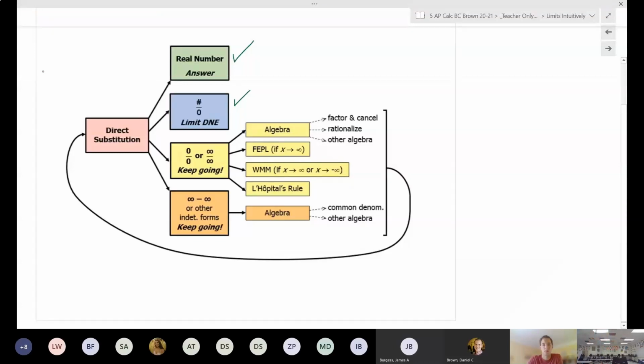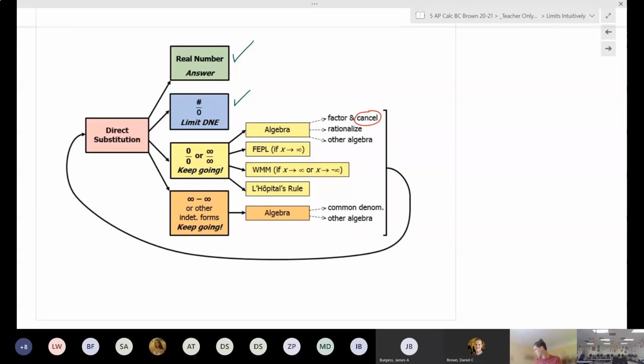We already looked at algebra, so we know that different algebra skills we have. We can factor and cancel. We can rationalize or do other algebra. The main goal is that for all those, technically, we should have some sort of canceling happening so that we can go back and do direct substitution.